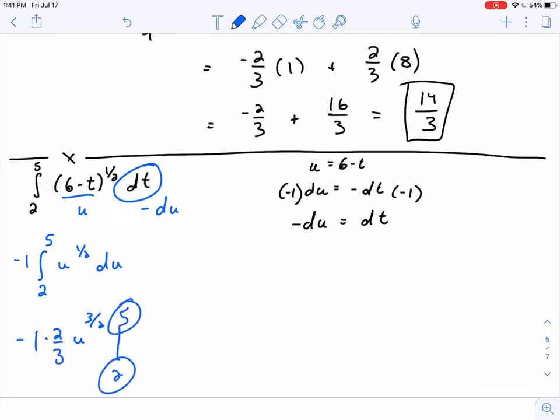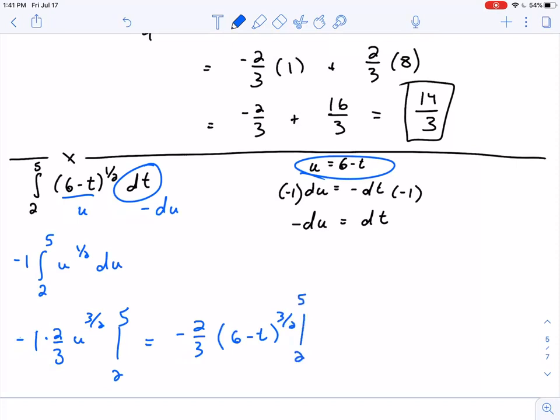But remember that these are in terms of t. So what we need to do is take that 6 minus t and plug that back in now. So this is -2/3 times 6 minus t to the 3/2 power, evaluated at 5 and 2. Now when we write it like this, everything is in terms of t again. Everything's going to be okay from here on out.